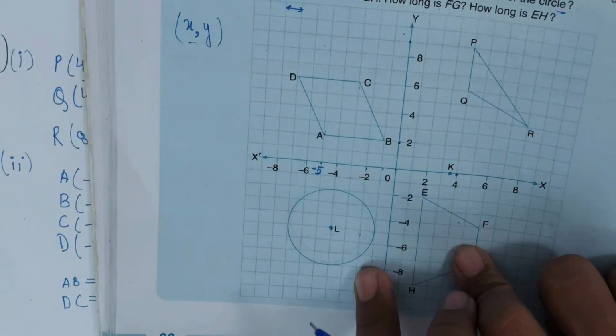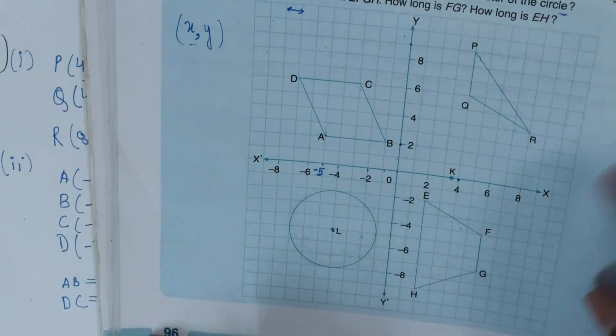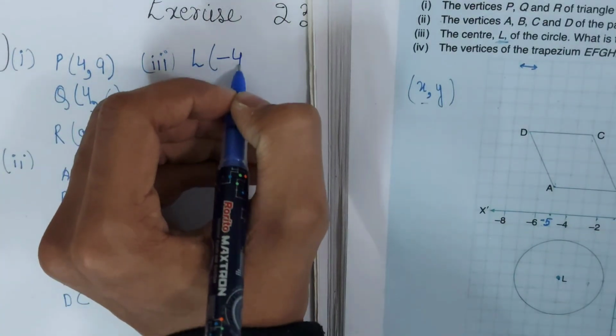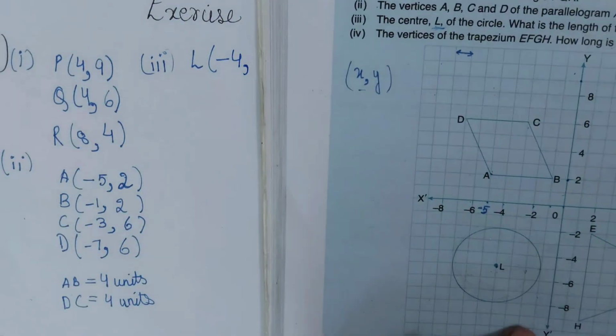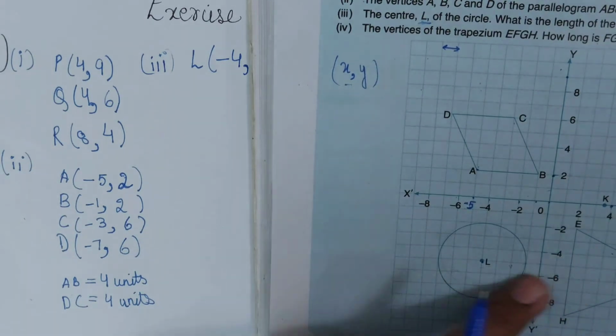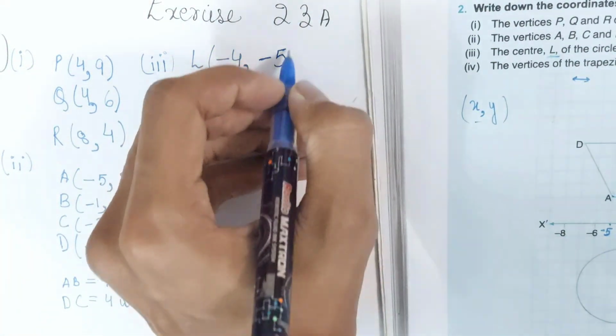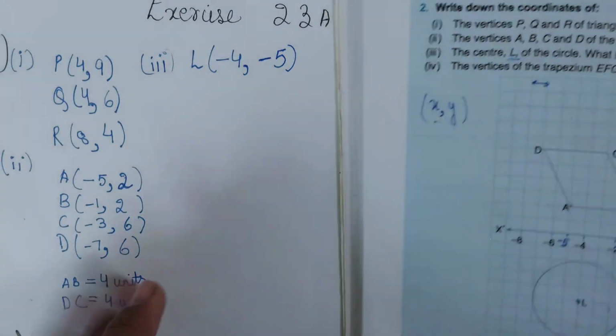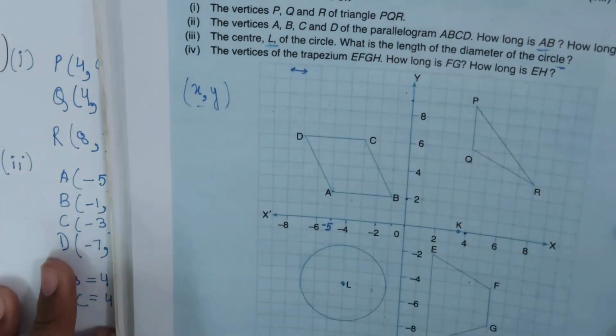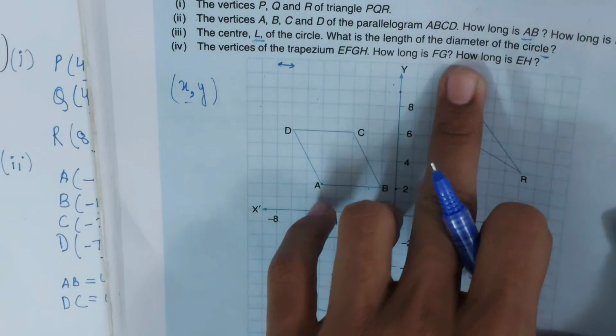So what will your answer come out to be? First you write down the coordinate on the x-axis, that is -4. Okay, -4 comma, and then the coordinate represented on the y-axis, that is -5, -4 comma -5. And then the next question that it has asked us is, what is the length of the diameter of the circle?